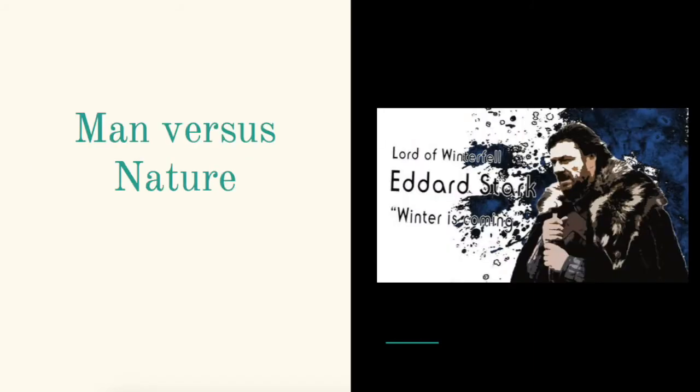A great example of man versus nature would be found in the Game of Thrones, when Eddard Stark says, "Winter is coming." In this case, he's warning against the effects of winter, the cold, and the fact that there's no crops, and it's a very dangerous time where animals even become more dangerous. So he's warning against the dangers of nature itself.